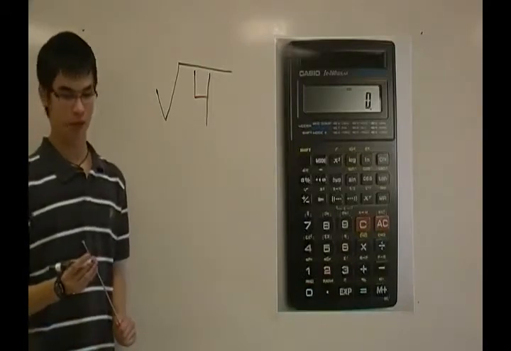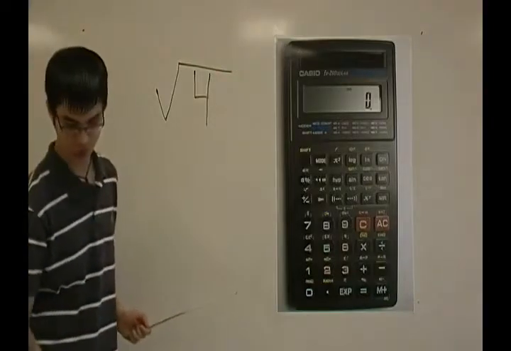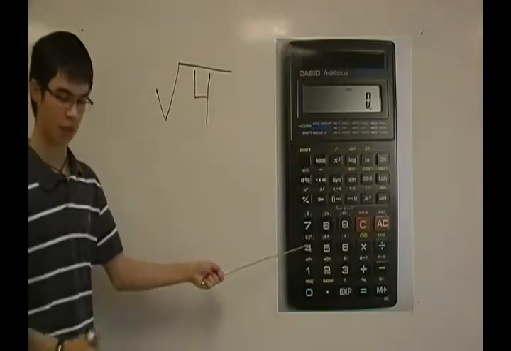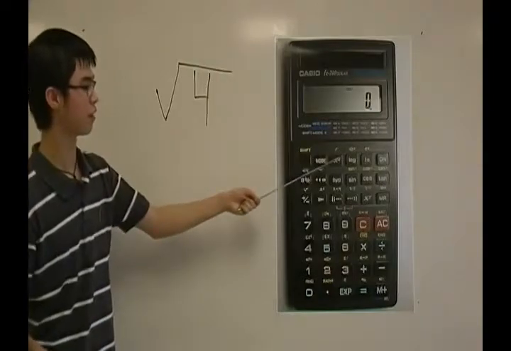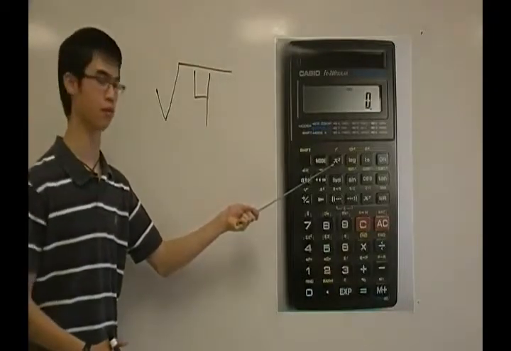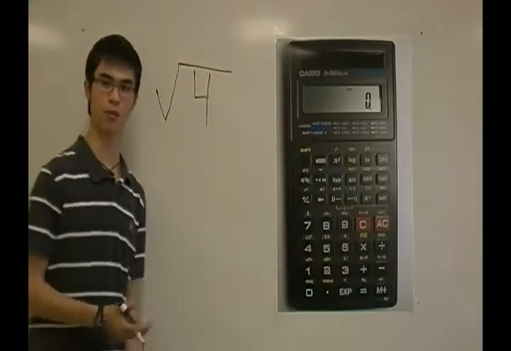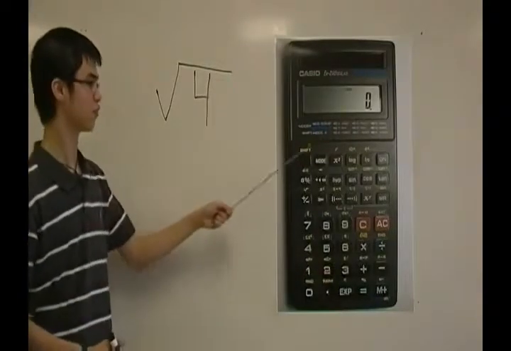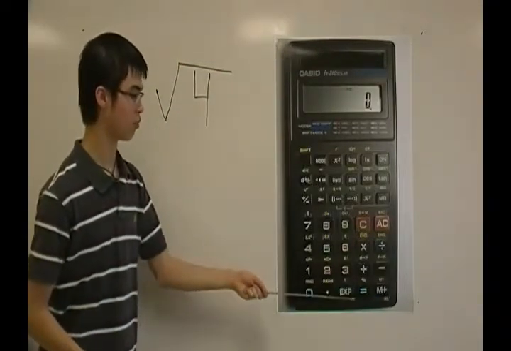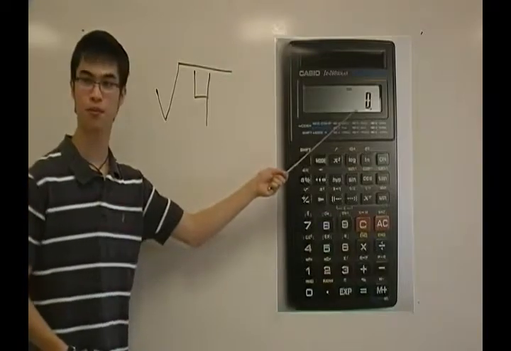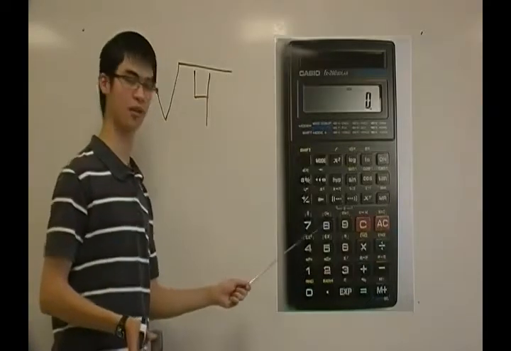Now, we'll be doing what I just showed you with the shift button. First, what we'll hit is 4. Then you'll come over here and hit the shift button. Then you'll hit x squared, which is the exponent button. And what you would come out with is 2. So let's go through that one more time. 4, shift, x squared button, equals 2. And that's how you do the square root with this calculator.